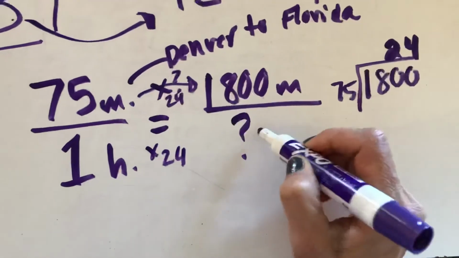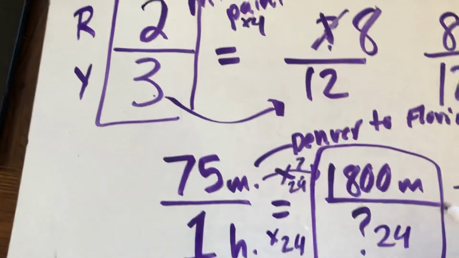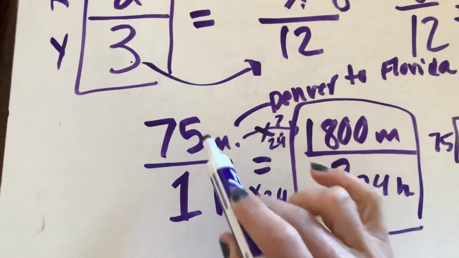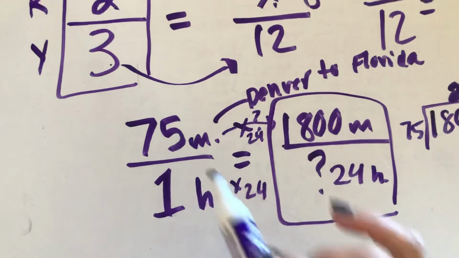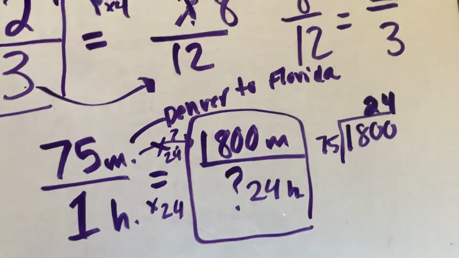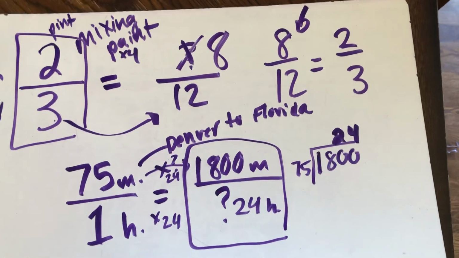So 1 times 24 is 24. So I know that it would take me about 24 hours to drive from Denver to Florida if I maintain this super constant rate of going 75 miles per hour and we don't stop to get gas or eat lunch or anything, right? So those are just a couple examples of real life where you would use ratios. I hope that helped.